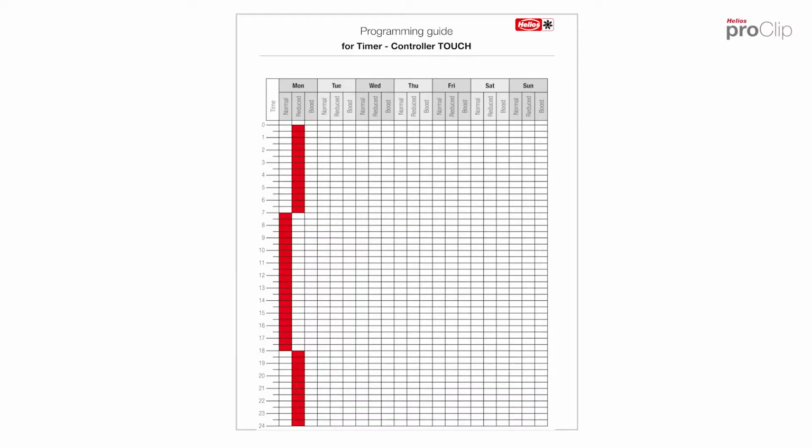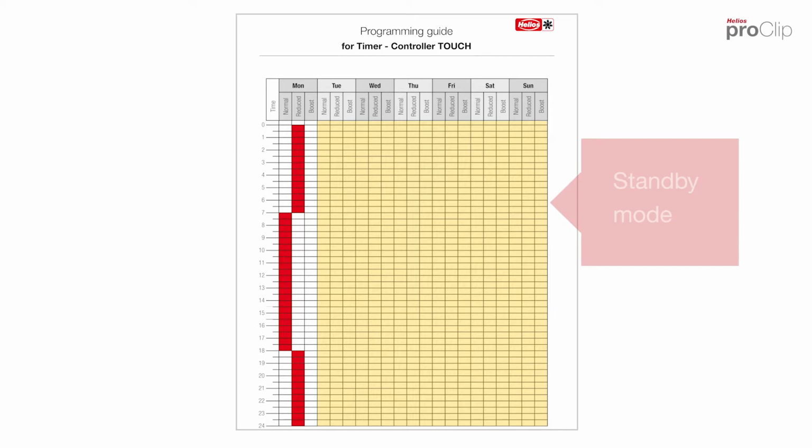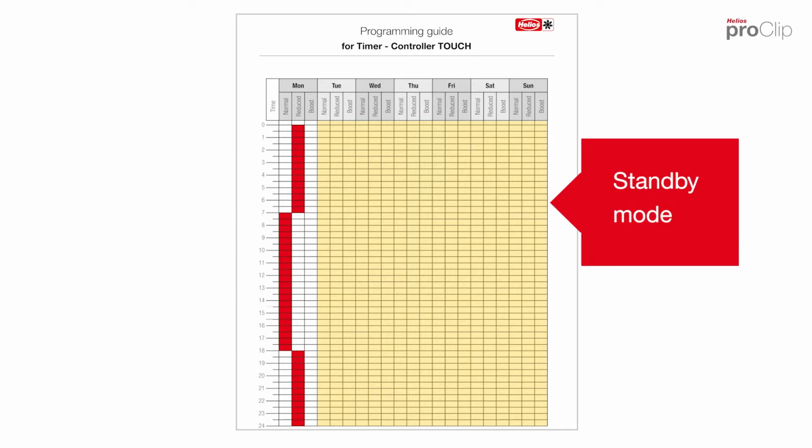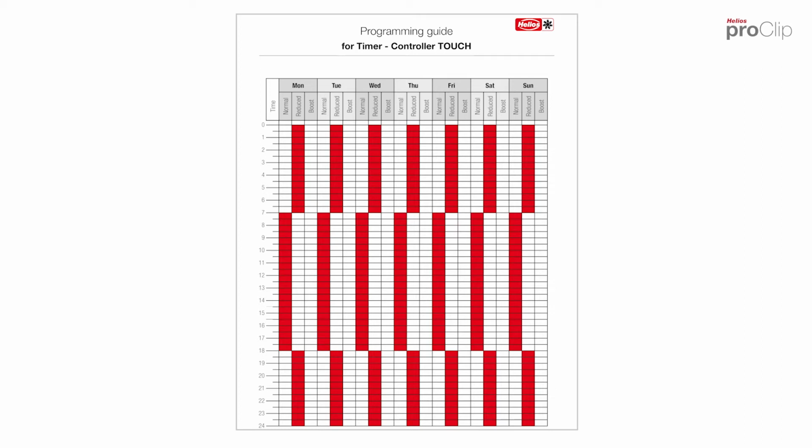Please note, if no other day is programmed, the ventilation will be in standby mode from Tuesday 0 hours to Sunday 24 hours. It is therefore important to program all days on which the ventilation unit should operate. The programming procedure is always the same.